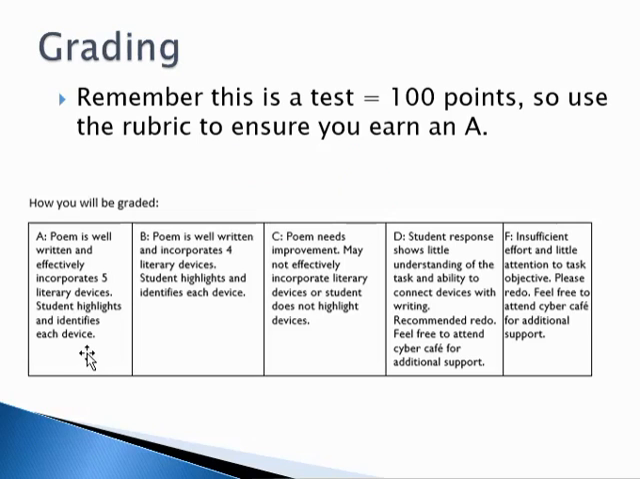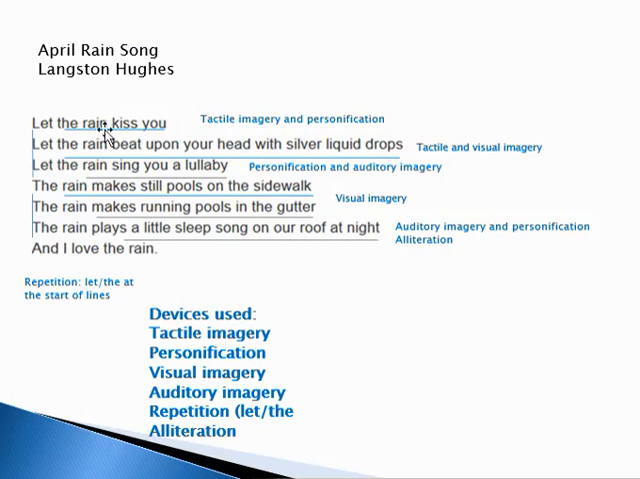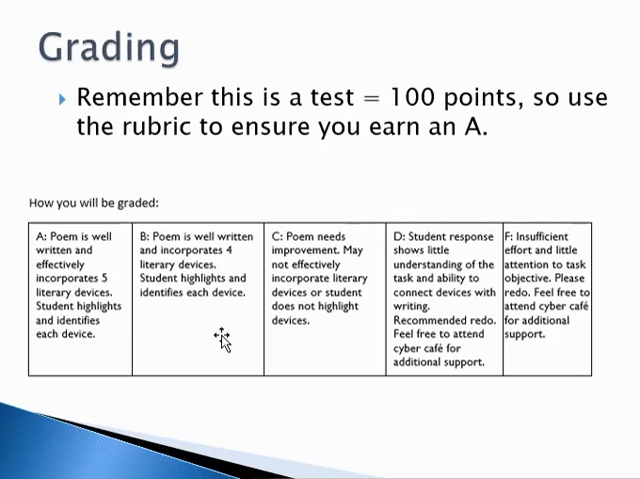A criteria is the following. The poem is well written and effectively incorporates 5 literary devices. The student highlights and identifies each device. What do I mean by that? You've underlined and you've told me what the device is. A B criteria would be that the poem is well written and incorporates 4 literary devices. Again, the student highlights and identifies each device.